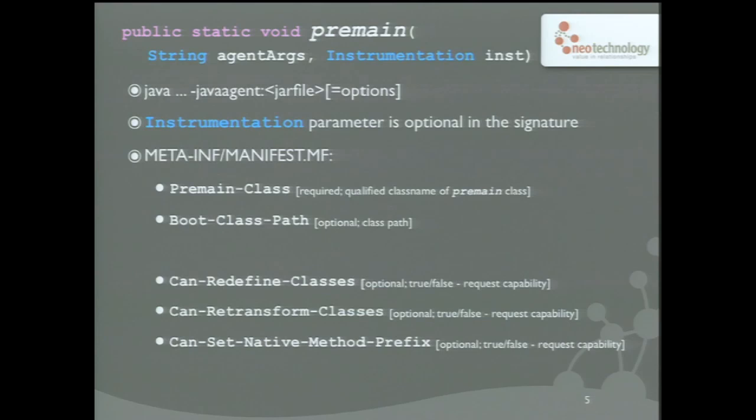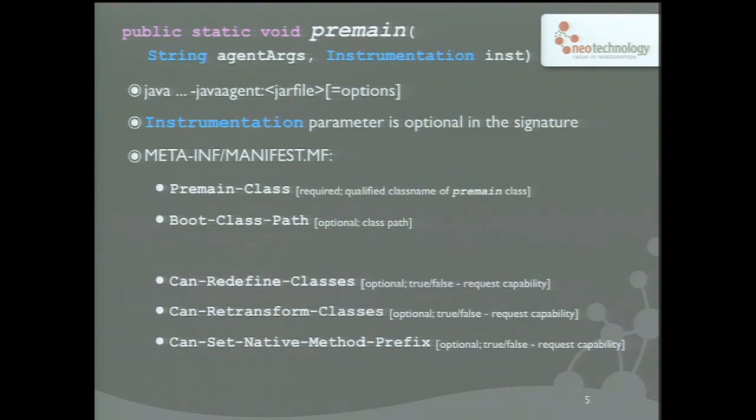You can also define extra things to add to the class path for the agent, and define the capabilities that you want the instrumentation API to provide to you. If you wanted to be able to redefine classes, retransform classes, and set native method prefix. Not very interesting. You can read up on that later. I'm going to post references at the end.